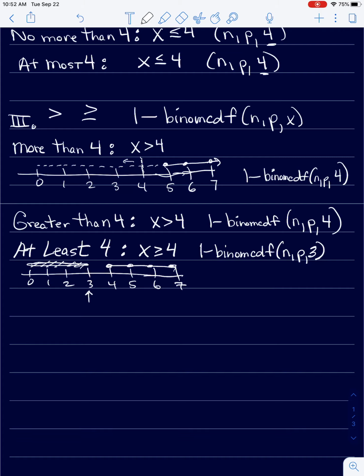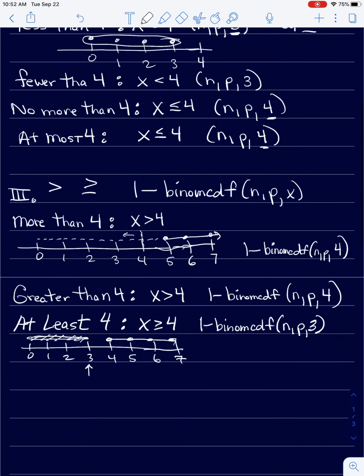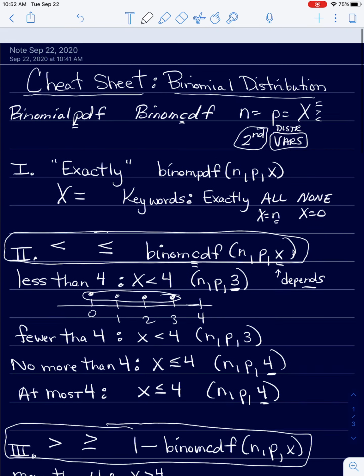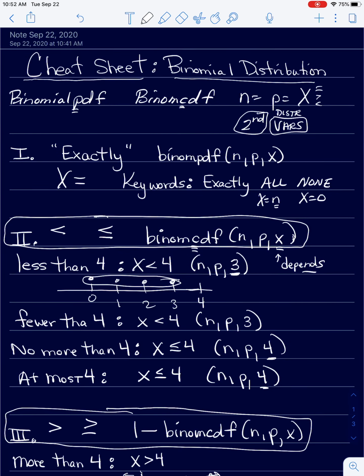Okay, so again, you've got your 3 situations. You've got probabilities that are going to add out to the right. You've got probabilities you want strictly added from the left. And then the final one is if it's just a single probability, and exactly is just one single probability.